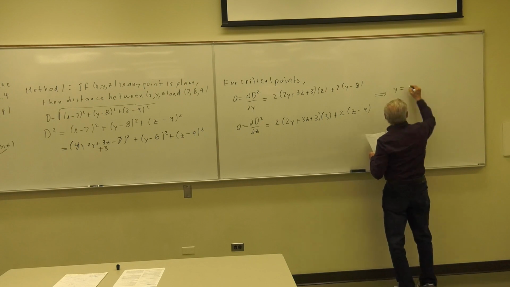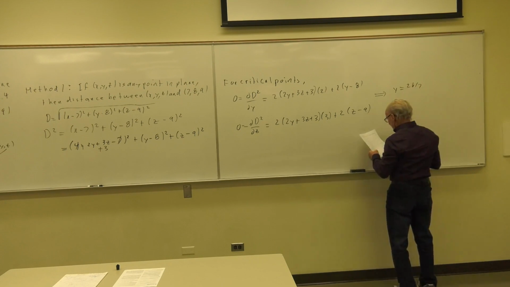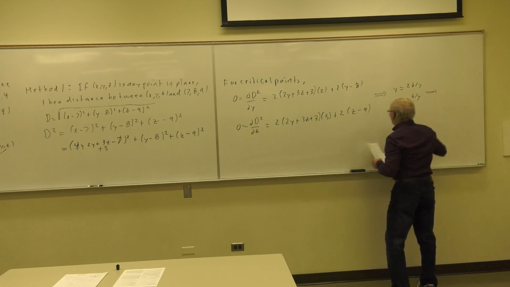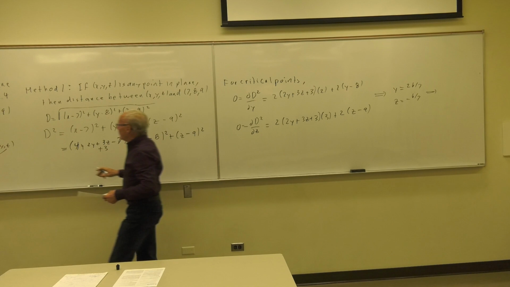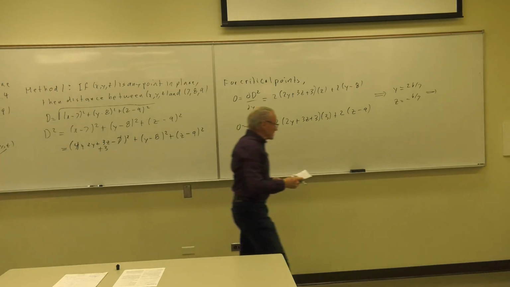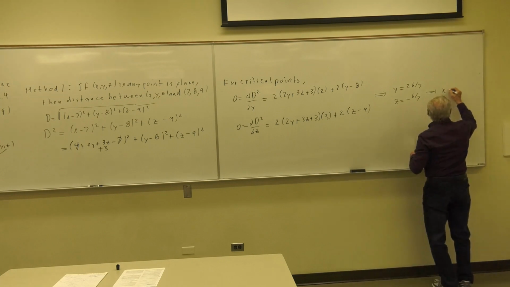Y is equal to 26 over 7. Z is equal to minus 6 over 7. And if you put those back into the equation of the plane, put that y here, put that z here, solve for x, you get that x is equal to 26 over 7.